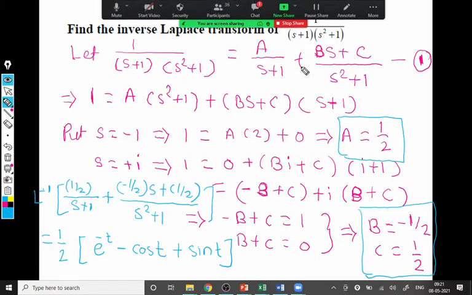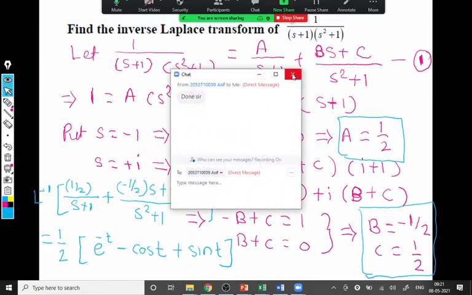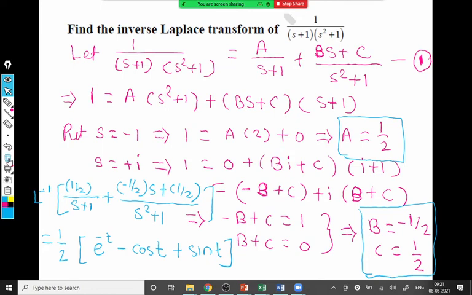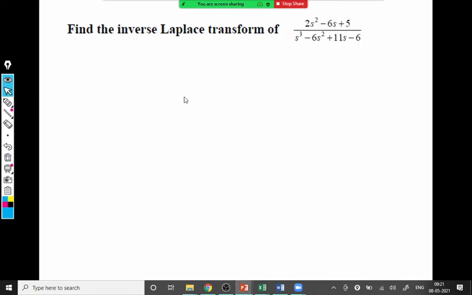Okay, I think you completed it. So let me move to the next then. Yeah, very good, Asif. So next question. Next question is on the screen now. So you think now it's complicated. It's a cubic equation in the denominator.